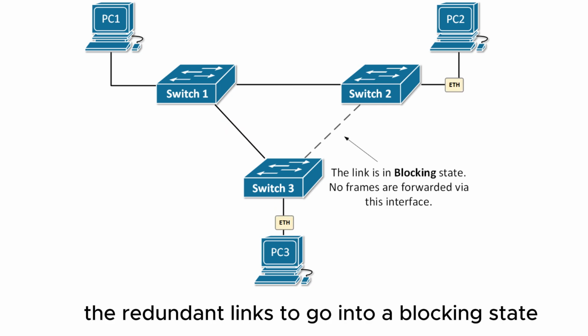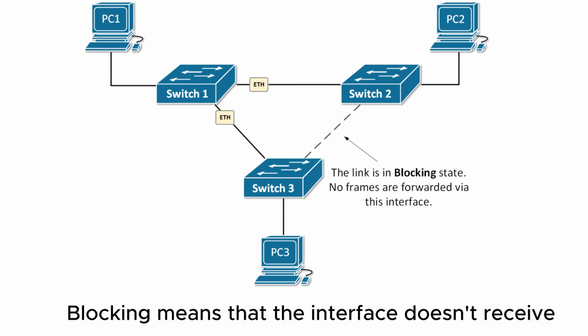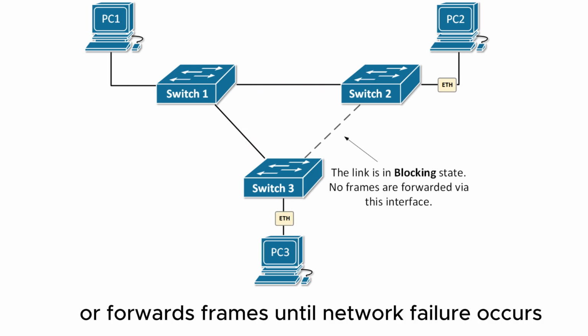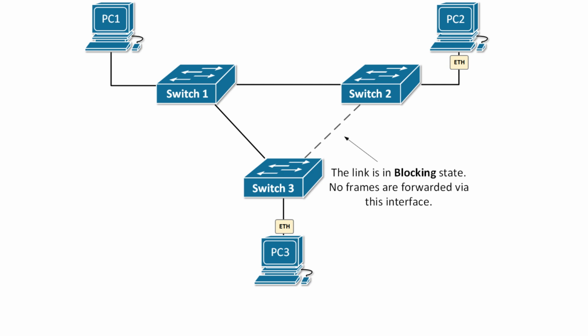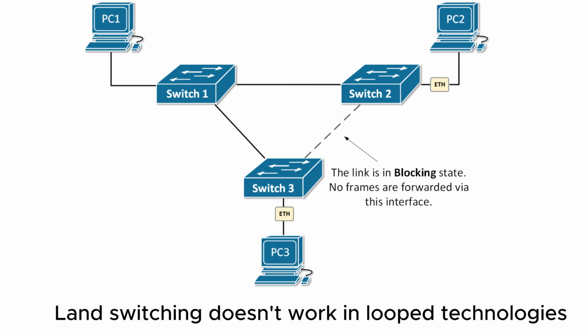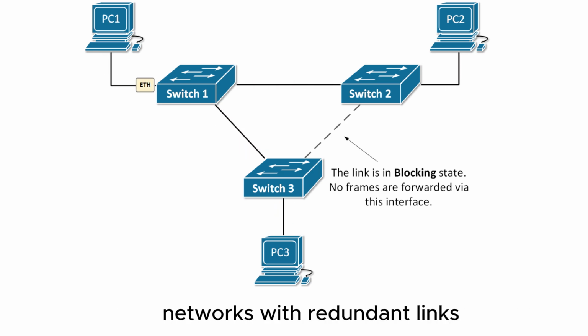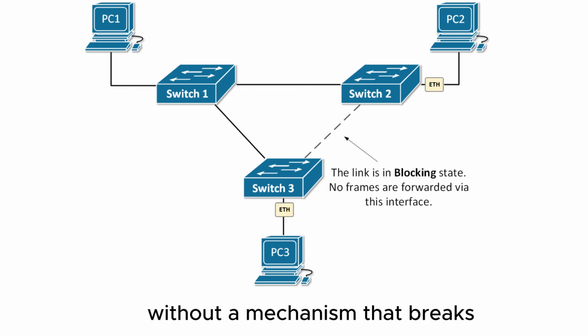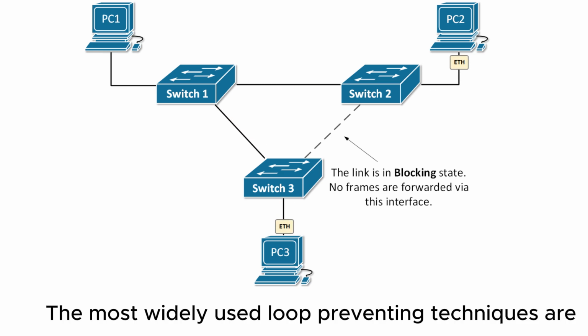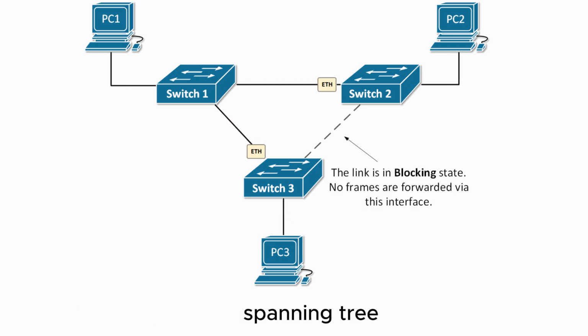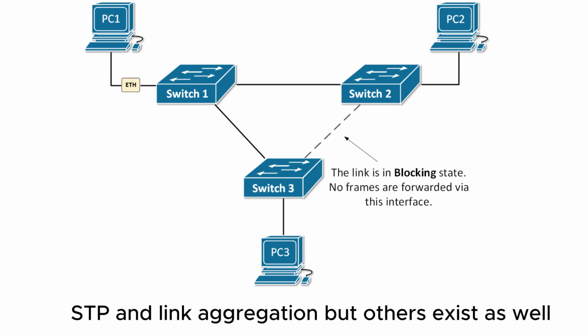that causes some of the redundant links to go into a blocking state. Blocking means that the interface doesn't receive or forward frames until a network failure occurs and the link needs to be used. LAN switching doesn't work in looped topologies, networks with redundant links, without a mechanism that breaks the topology into a loop-free one. The most widely used loop-preventing techniques are spanning tree, STP, and link aggregation, but others exist as well.